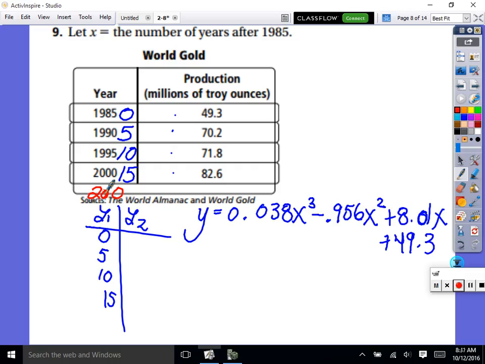What do we have to put in for x? Well, how many years? We have to do the correct x's. X is the number of years after 1985. 25. Does everybody understand why? Okay, so x is 25. So let's plug that in.